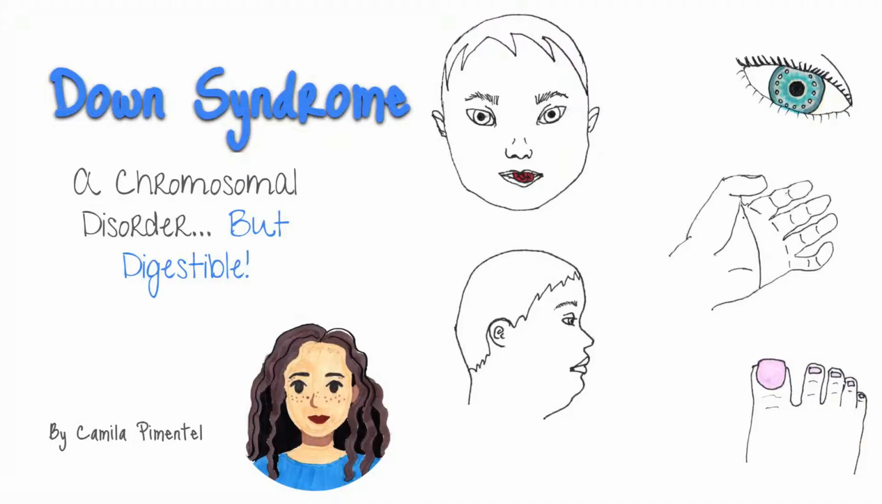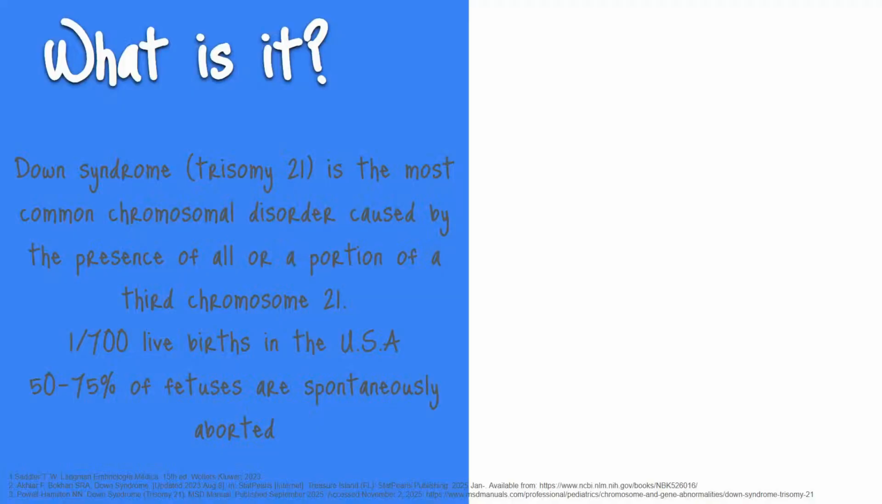In this video, we will talk about Down syndrome, a chromosomal disorder, but digestible. So, let's begin. What is it? Down syndrome, or trisomy 21, is caused by the presence of all or a portion of a third chromosome 21, with an incidence of 1 in 700 live births in the United States. I highly recommend watching our video called Introduction to Chromosomal Abnormalities to understand how this happens better.